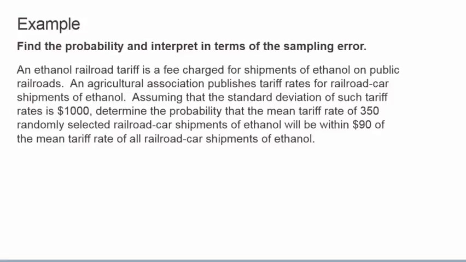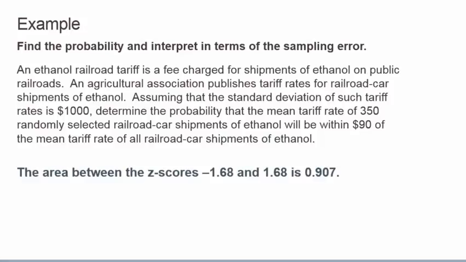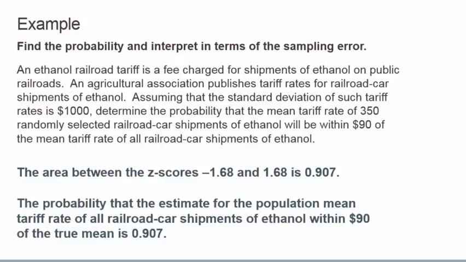Continuing with our example, now we're ready to interpret in terms of the sampling error. The area between the z-scores, negative 1.68 and positive 1.68, is 0.907. The probability that the estimate for the population mean tariff rate of all railroad car shipments of ethanol is within $90 of the true mean is 0.907.